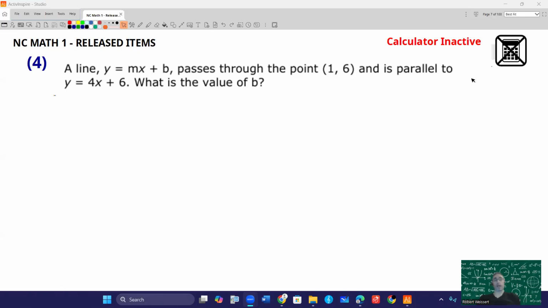Here we go. A line y equals mx plus b passes through the point (1, 6) and is parallel to y equals 4x plus 6. What is the value of b? Well, b is going to be the y-intercept.